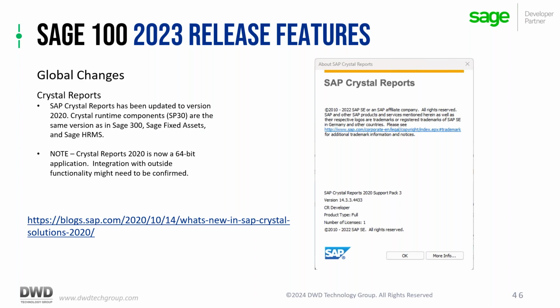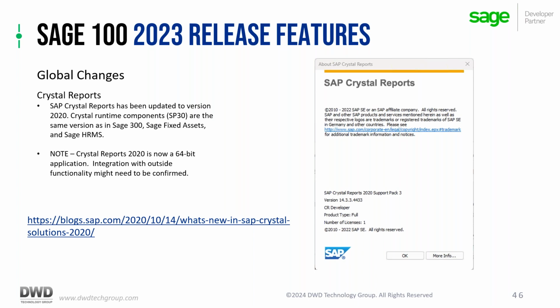What we run into is other applications that you may have installed that use Crystal Report runtimes on software that hasn't been updated in some years. When you install the Crystal Report runtimes for 2020, it breaks those things, because those programs haven't updated, and Sage is updating, and so that can cause some problems.